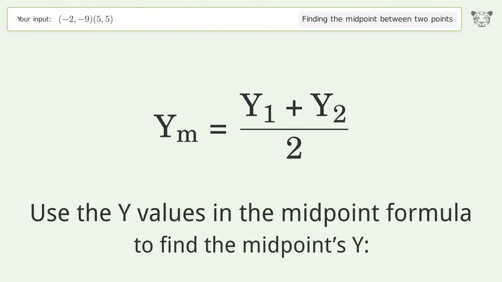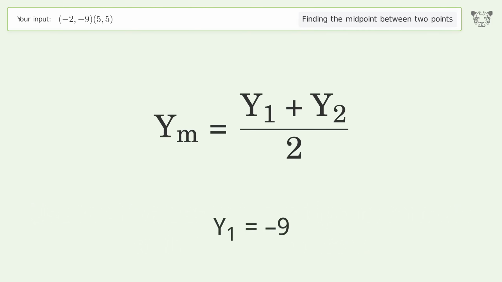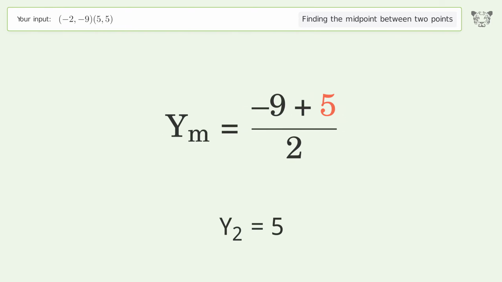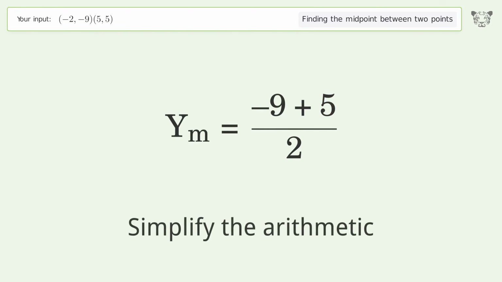Use the y values in the midpoint formula to find the midpoint's y. y1 equals -9. y2 equals 5. Simplify the arithmetic.